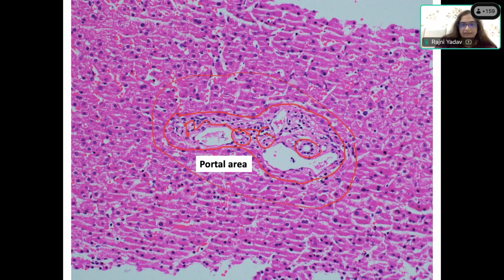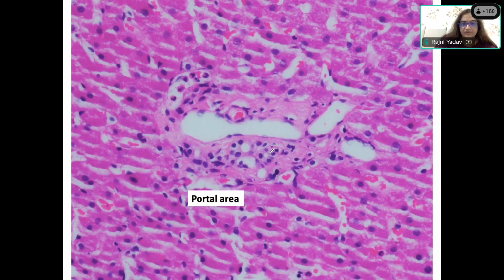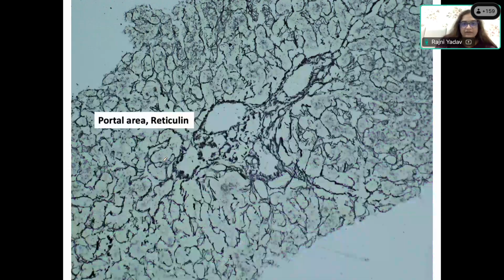At the higher power, these are two ducts. This is a vein, this is again a vein, this is a small arteriole, and that's our limiting plate. Now that's the reticulin stain. Again we can see that's our portal area. Now see the shape of this portal area.